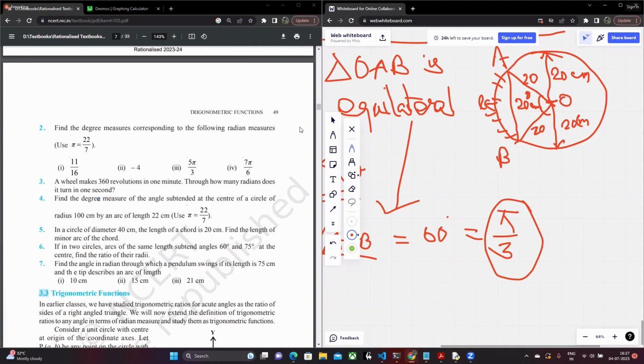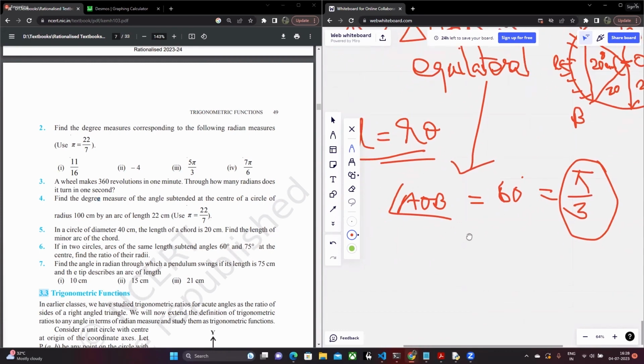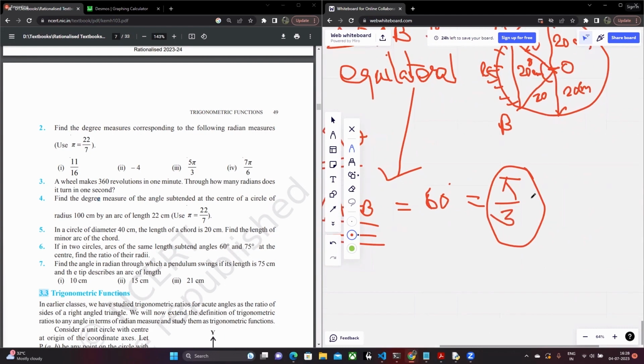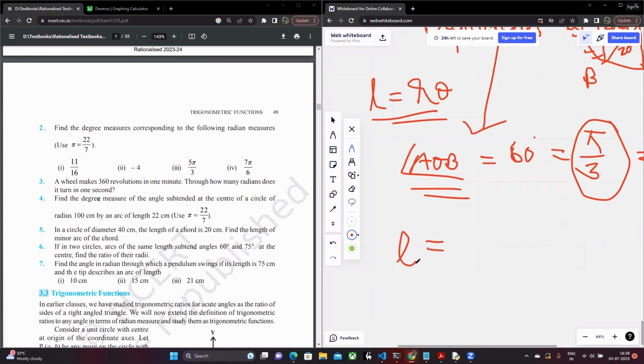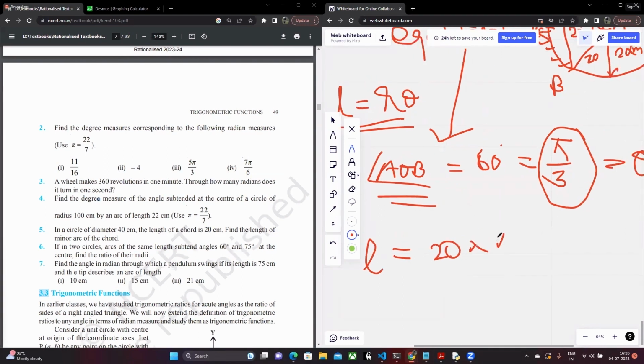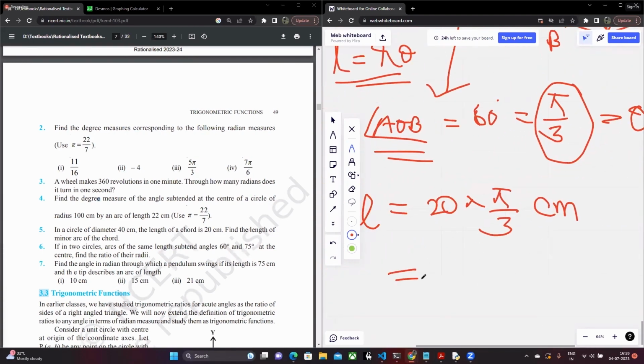From the table mentioned above, directly taking the values for that instead of using the formula, because that's another step which I don't want to do. So since angle AOB is pi by 3, this is theta. Therefore, the length of the arc AB, L, is going to be 20 centimeters into pi by 3. This is basically 20 by 3 pi centimeters, which you can leave as such, no issues.